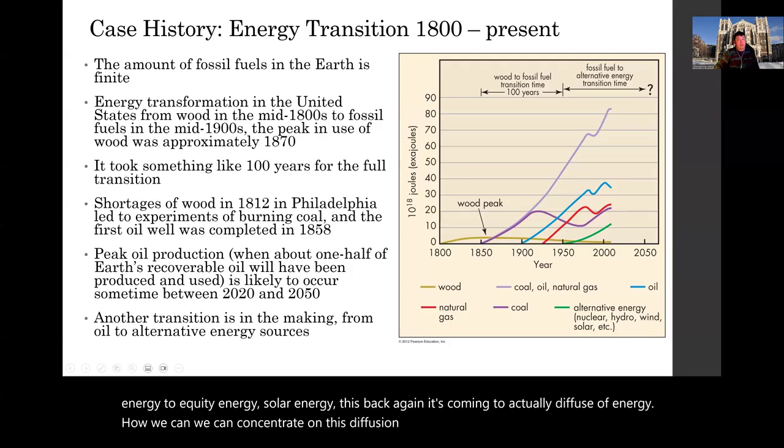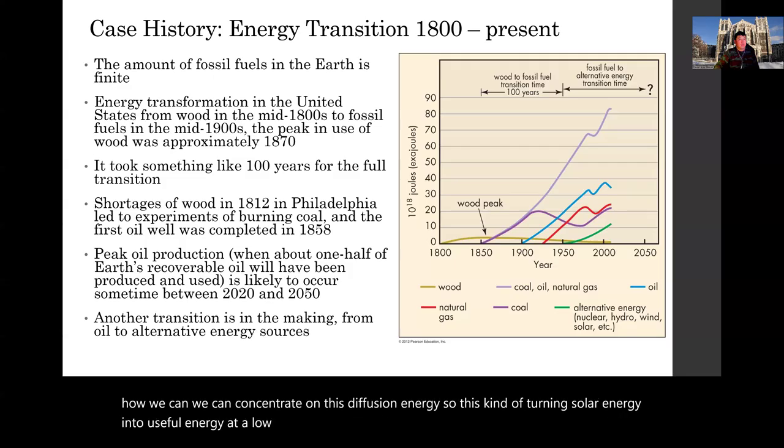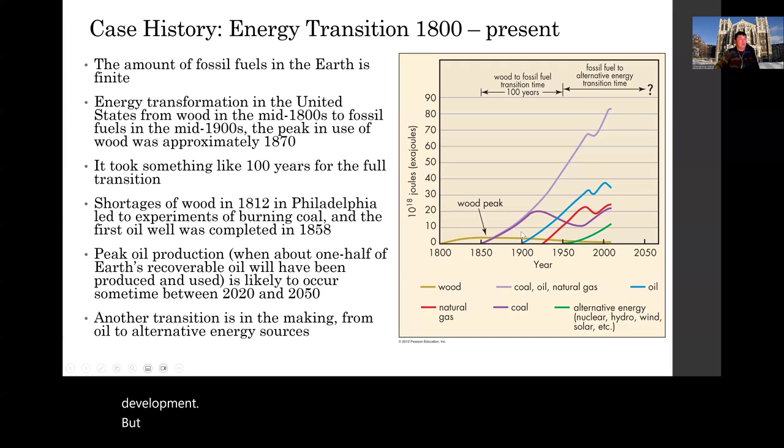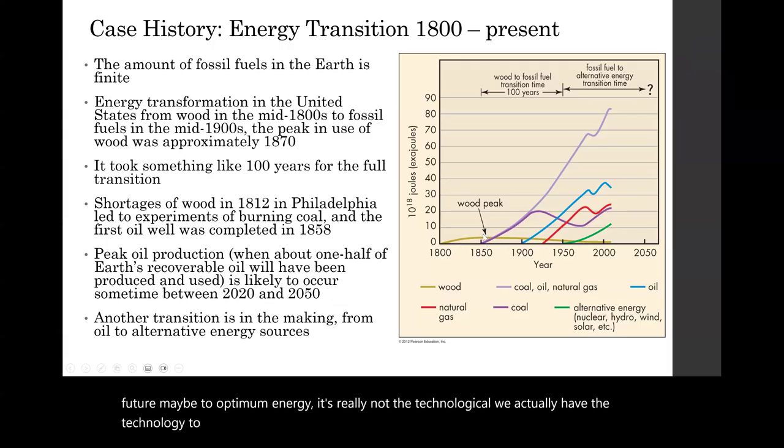Turning solar energy into useful energy at low cost has now been achieved. It took a lot of technological development. However, in the future, this transition, from wood to fossil fuel, and maybe to alternative energy, is really not a technological problem. We actually have the technology to do this transition. Our problem is people's willingness, the willpower, how determined people are to make this transition.